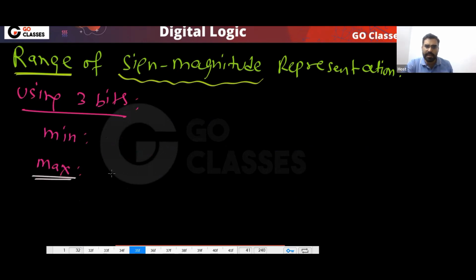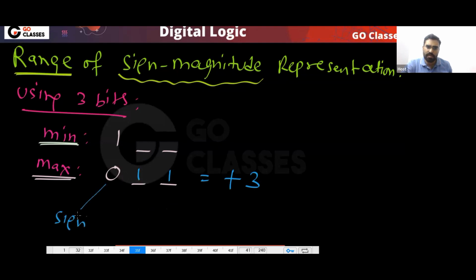The maximum must be positive, so the maximum should be like this, and the minimum should be this. Now let's find out. The maximum is plus, and you can put 1 1. This is the maximum number you can create. This is positive, so the answer will be plus 3, because this is the maximum magnitude you can create.